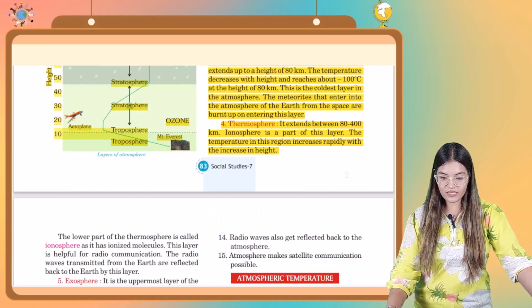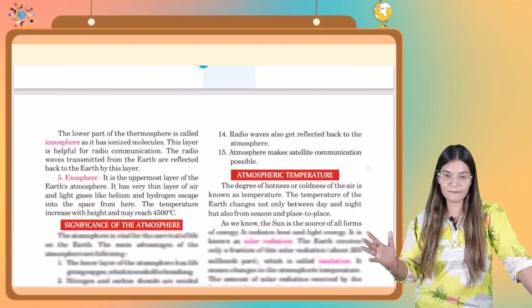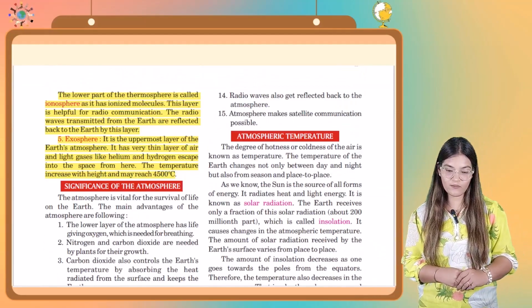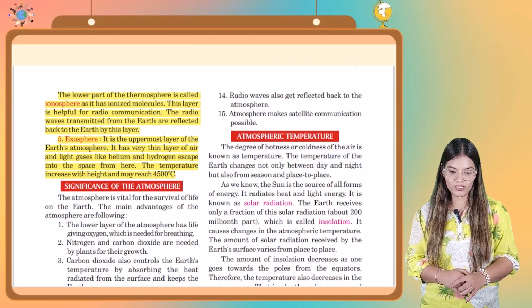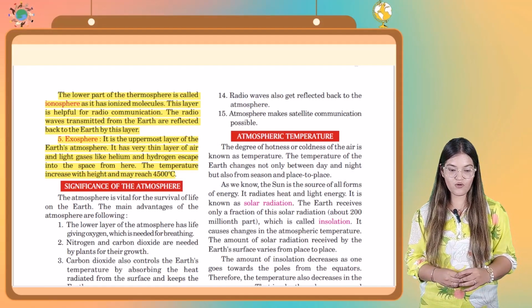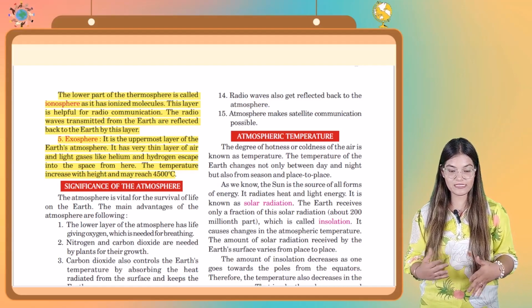And the fourth, thermosphere. It extends between 80 to 400 km. Ionosphere is a part of this layer. The temperature in this region increases rapidly with the increase in height. The lower part of the thermosphere is called ionosphere as it has ions and molecules. This layer is helpful for radio communication. The radio waves transmitted from the earth are reflected back to the earth by this layer.